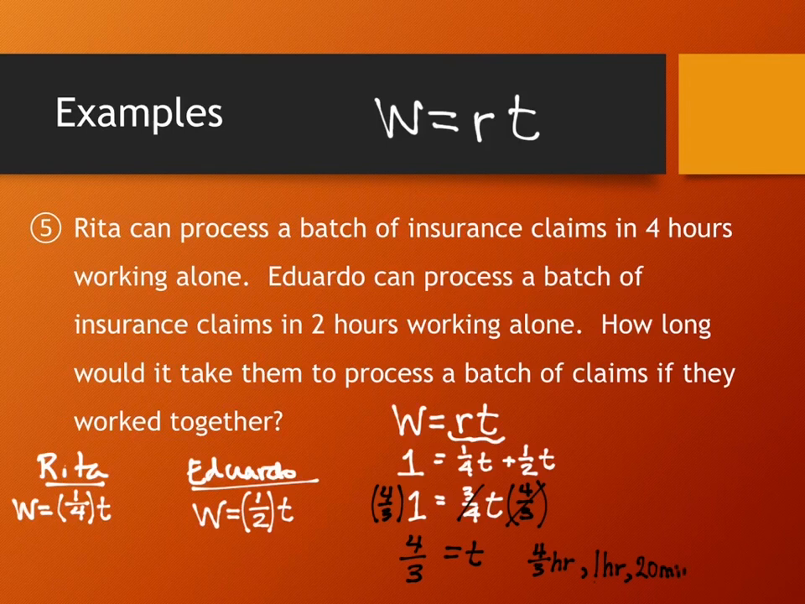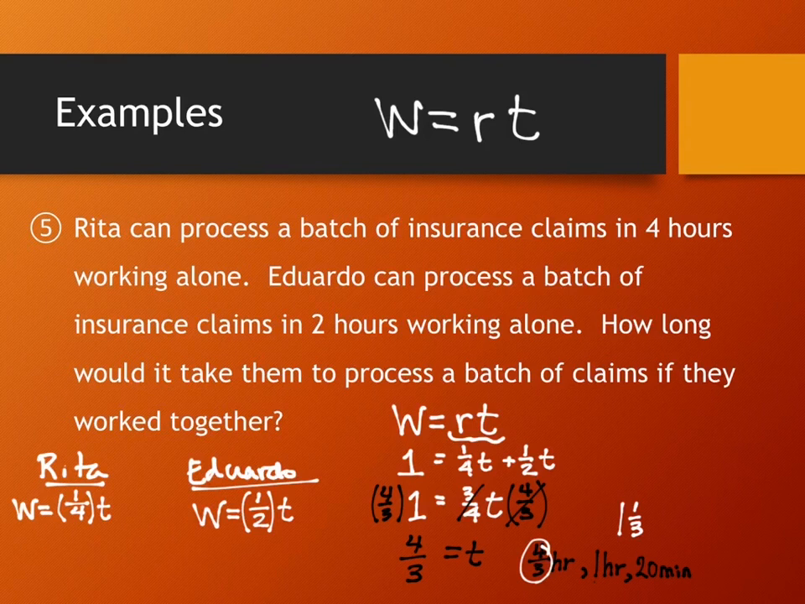So some of you might be looking at it and saying, well, where did you get the 20 minutes? And the way that you get that is if you were to divide 4 divided by 3, you'd get 1 and 1/3. The 1 is the 1 hour. The 1/3 is 1/3 of an hour. And how long is 1/3 of an hour? It's 20 minutes. So that's where that number is coming from. 20 minutes is 1/3 of an hour. You think of it in terms of a clock.